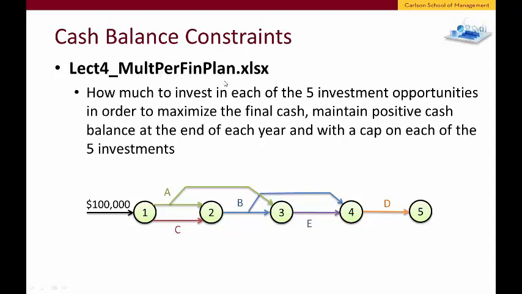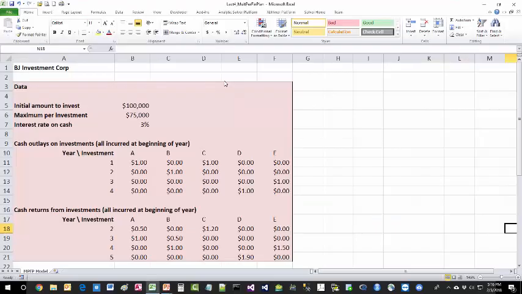Right, these names are getting more nebulous for these examples, and let's just review the data piece real briefly. So the initial amount to invest, that maximum of 75,000, and the interest rate on cash that we'll have to keep tabs on as well, is shown at the top. And then there are cash outlays on the investments, incurring at the beginning of the year.